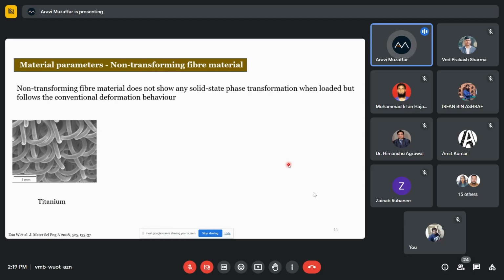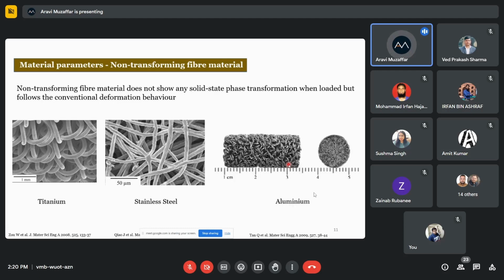All the conventional materials show this type of curve. The degree to which they differ, such as the slope, the strain hardening component, and the necking, will change, but the generalized concept is the same, meaning it will elastically deform, followed by plastic deformation, and finally failure. So we see that porous metallic fibrous networks are also made of these non-transforming fiber materials. Examples are titanium, stainless steel, and even aluminium.